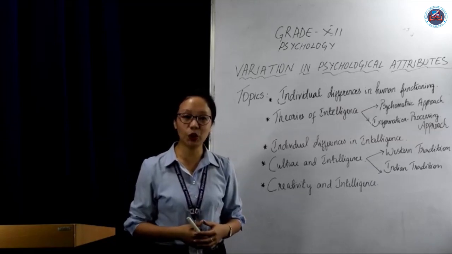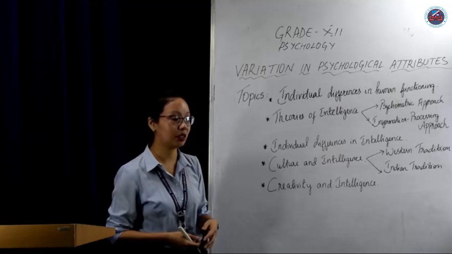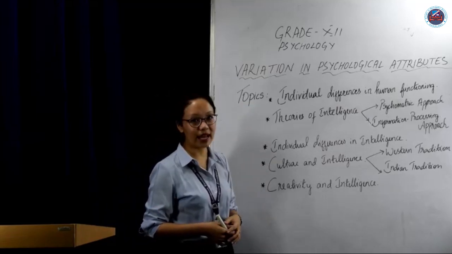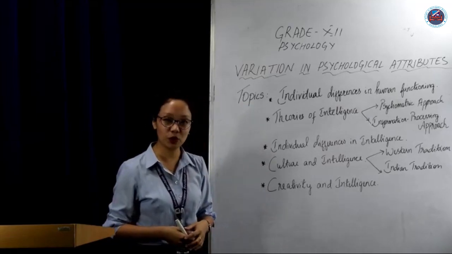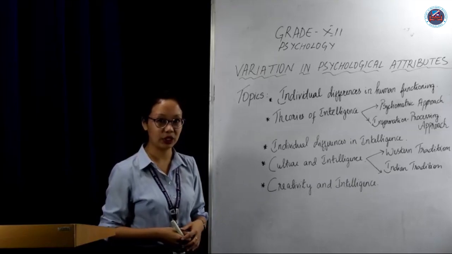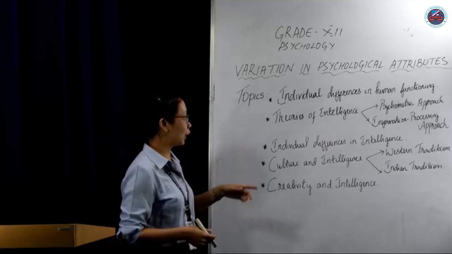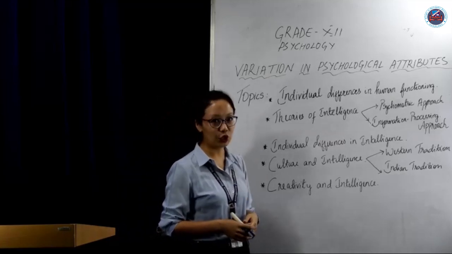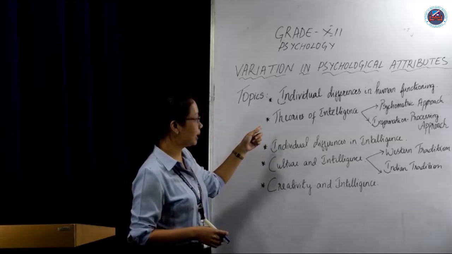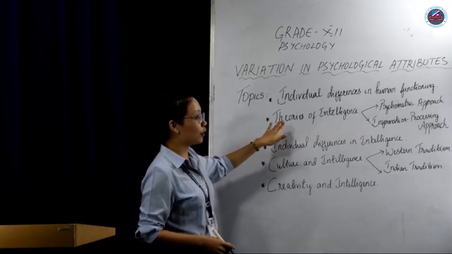In this video, I'll be discussing the chapter Variation in Psychological Attributes, which you will see in chapter 1 of your psychology textbook. I will be discussing the topics mentioned here: individual differences in human functioning. Then we will be discussing the theories of intelligence.